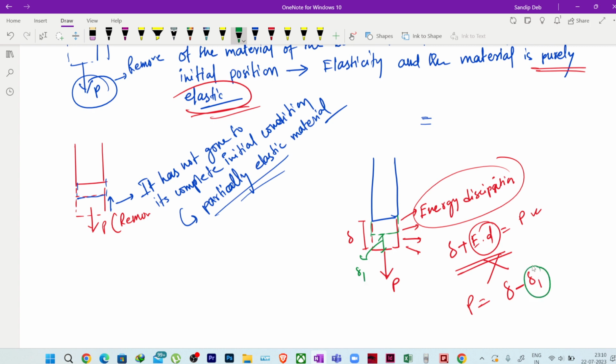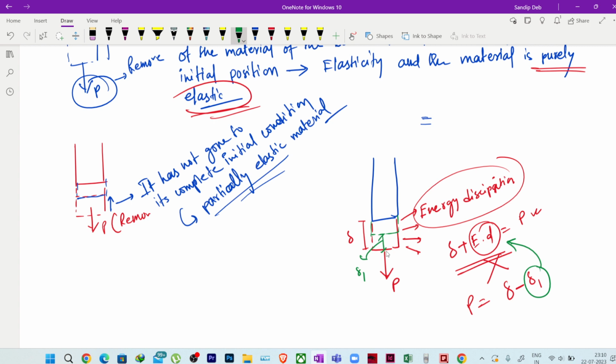So this delta 1, you can say, is equal to the energy dissipation. Okay, I cannot say how much it is, I am just saying that it should be equal. So you have to balance it somehow. So whatever energy is dissipated, due to that energy, whatever elongation has happened, that much length it will not regain.